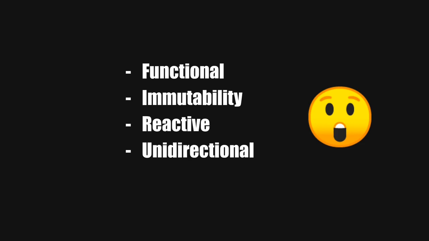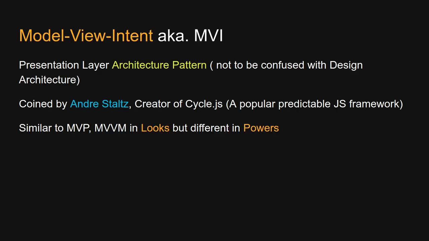And then the most important point: unidirectional. Unidirectional means all your data flows in one direction. But you must be wondering what exactly MVI is. I haven't said a single word about MVI yet, so let's see.